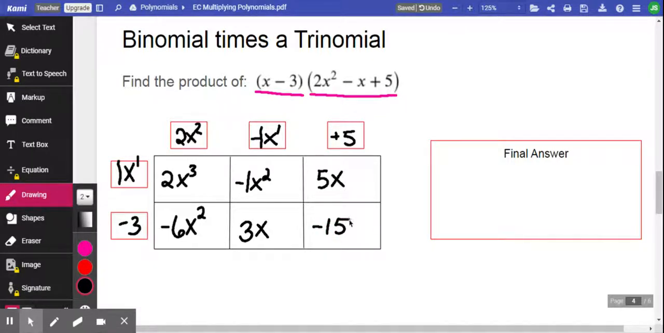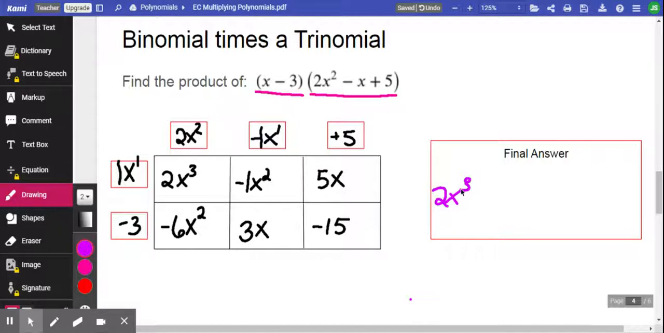So last but not least here, and I'm going to switch colors, is we are going to combine our like terms and write out our final answer. So when we're looking at this, I'm going to take it piece by piece. So my first one here has an x to the third. When I look across, I don't see any other x to the third powers. So in my final answer here, it's going to start off with 2x to the third power.